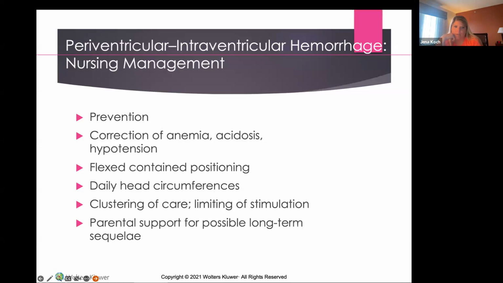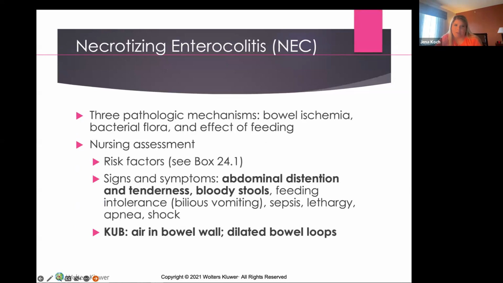Correction of any anemia, acidosis, and hypotension, making sure that they're in that flexed, contained midline position, monitoring the daily head circumferences, clustering of care, limiting any type of stimulation, and then providing support to the parents. If there is a diagnosis of IVH, the first head ultrasound is typically done on day of life 3 and 10. Sometimes if they're concerned about an IVH right away, they'll do it on day of life 1. There might be some long-term repercussions of the IVH later in life. Sometimes they can resolve all on their own as well.